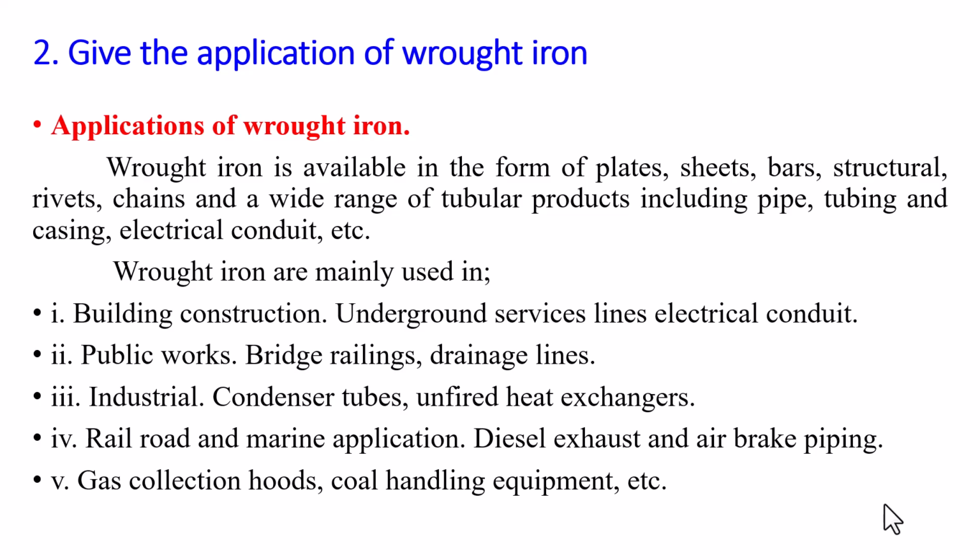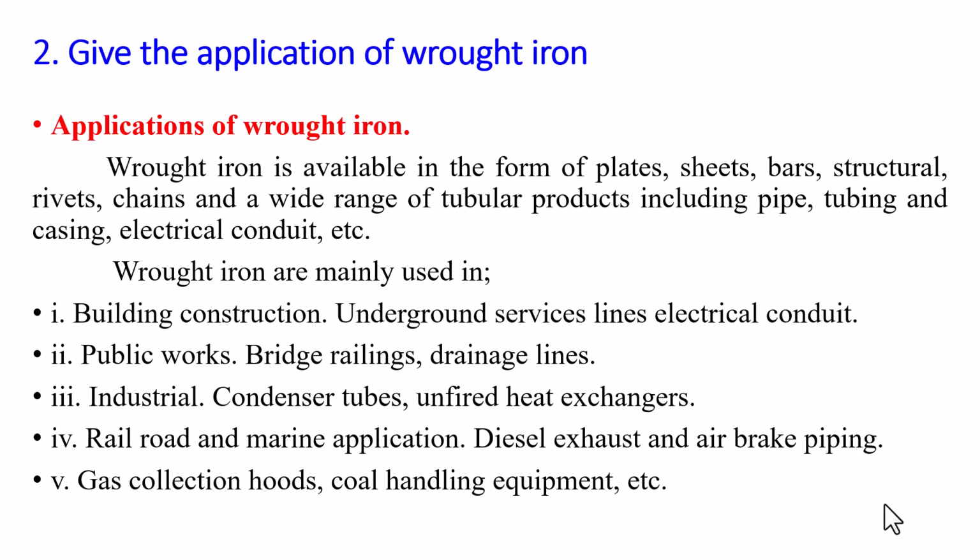Second question, give the applications of wrought iron. Wrought iron is available in the form of plates, sheets, bars, structural rivets, chains, and a wide range of tubular products, including pipe, tubing, and casing, electrical conduit, etc. So wrought iron has a different variety of applications.